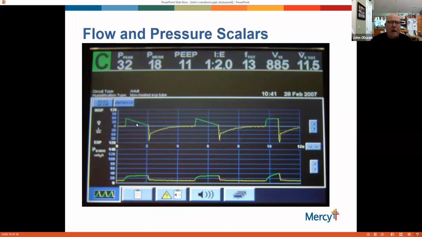Again, we have the two scalars here. I have a descending flow pattern, and there's my pressure pattern down there at the bottom. All right.